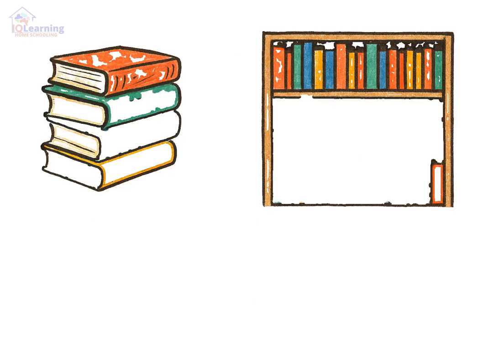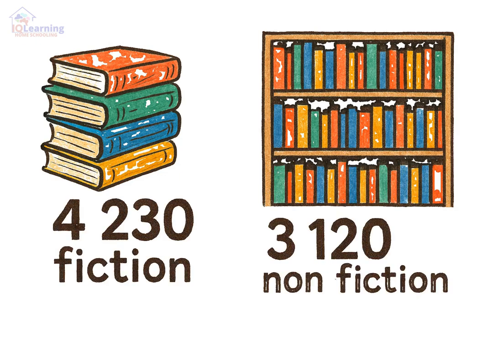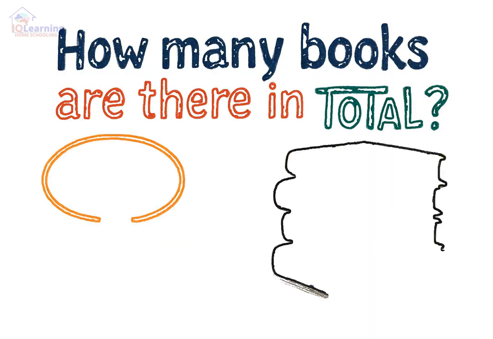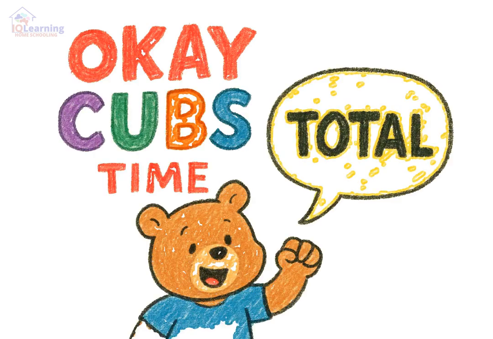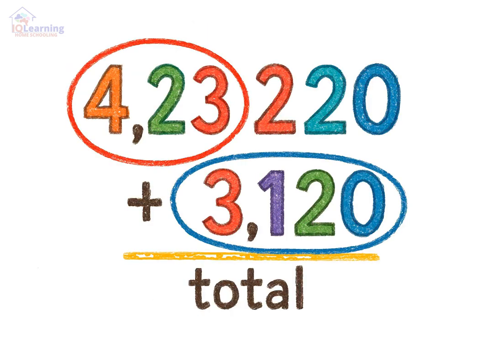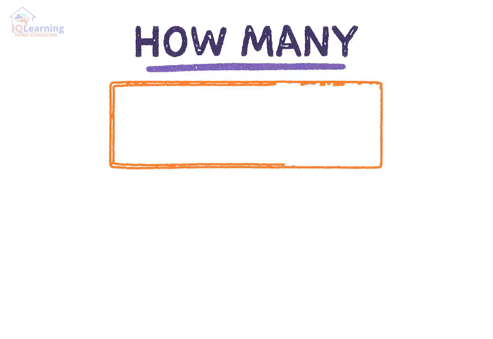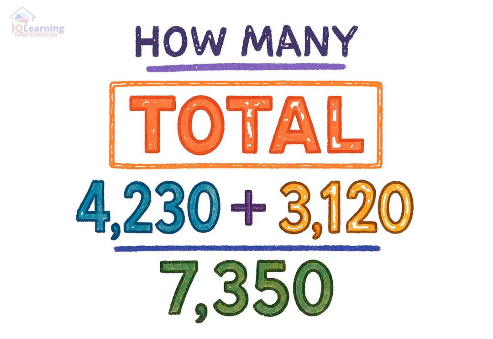Let's try it. A library has 4,230 fiction books and 3,120 nonfiction books. The question is, how many books are there in total? Okay, Cubs time. We circle 4,230 and 3,120. We underline how many books in total, and we box that magic keyword, total.